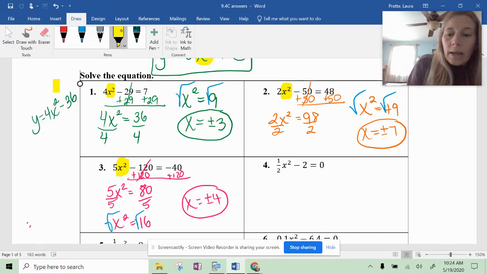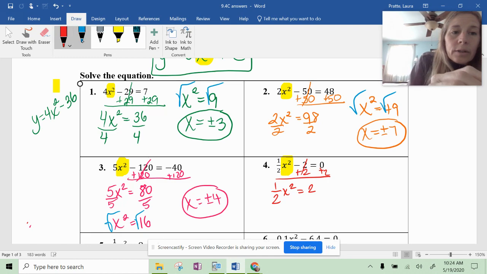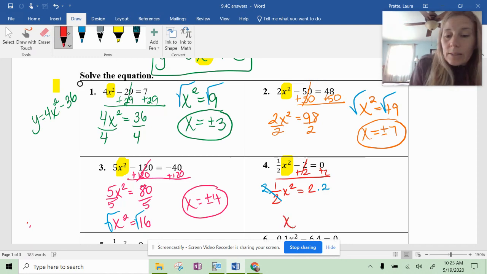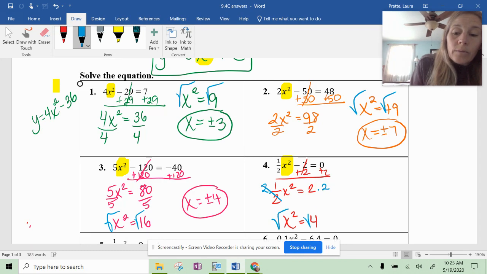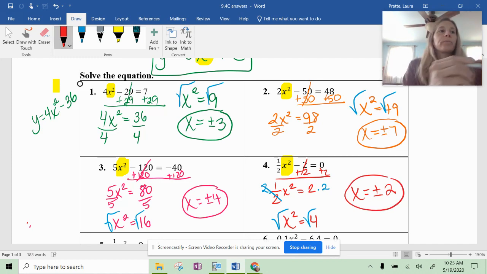Okay, number 4. Again, there's only one variable here, so we can continue to use this method. So I'm going to add the 2. That gives me 1/2 x squared equals 2. Now at this point, I would want to multiply both sides by 2 in order to get that x squared by itself, and 2 times 2 is 4. Then I would square root both sides, and I would get my two answers of positive and -2.